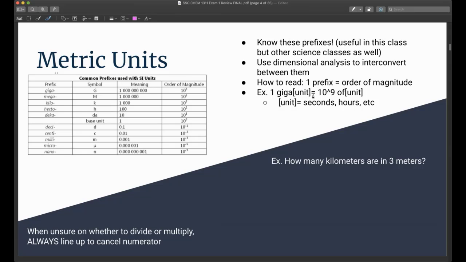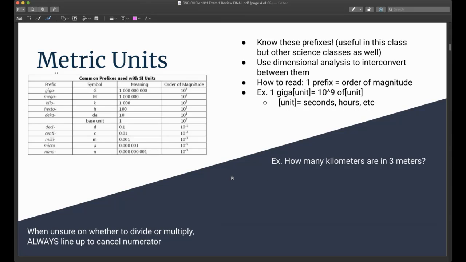If we have 1 gigawatt, that would equal 10 to the power 9 watts. Or it could also be something else like that. Then we get giga, and we get the order of magnitude here. So the question is, how many kilometers are in 3 meters?